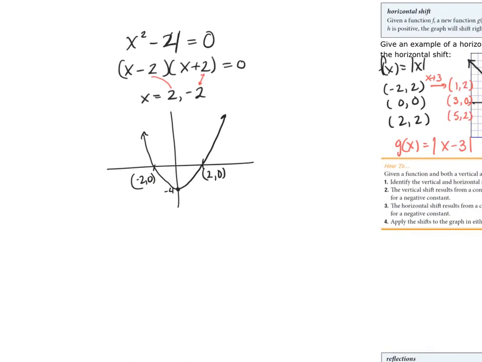But if I were asked to graph this, x minus 2, the quantity squared, is equal to 0, then I can take the square root of both sides. The square root of 0 is just 0, so that didn't change anything. So I get x minus 2 is equal to 0, but x equals 2 is where it's touching the x-axis.